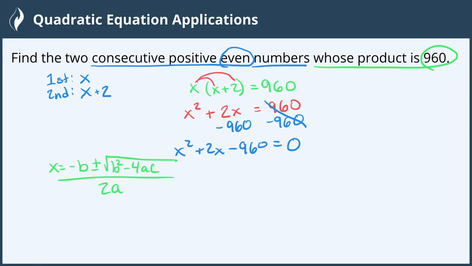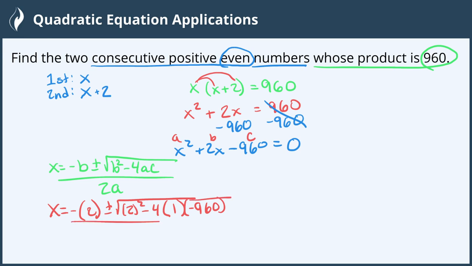Here we go, entering in our a, b, and c. X equals negative parenthesis, b is 2, plus or minus the square root of 2 squared minus 4 times a is 1, and c is negative 960. And I have to extend that all over 2 times a is 1. And now we can go ahead and start calculating this.